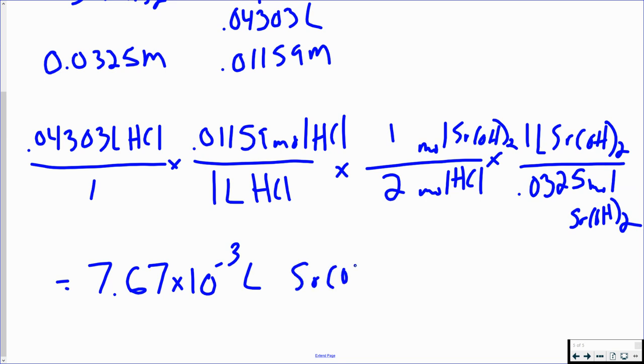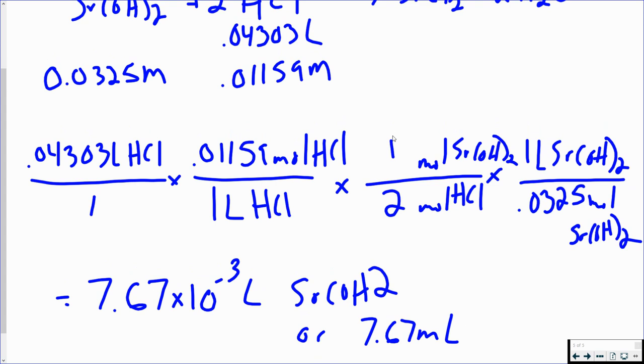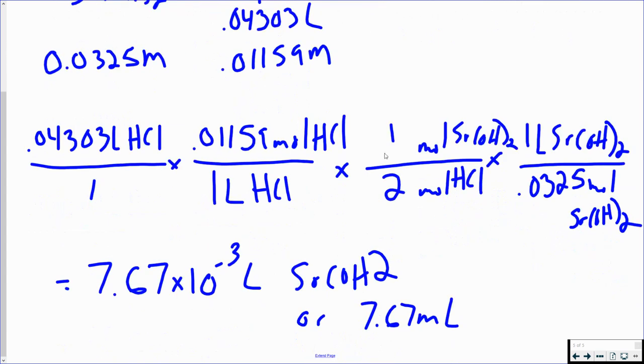strontium hydroxide. Now, if I were to move this to milliliters, what would really happen is I'm going to multiply by 1,000. That gets rid of the 10 to the negative third, or you could say that it would only take 7.67 milliliters of strontium hydroxide to neutralize the 43.03 milliliters of hydrochloric acid.